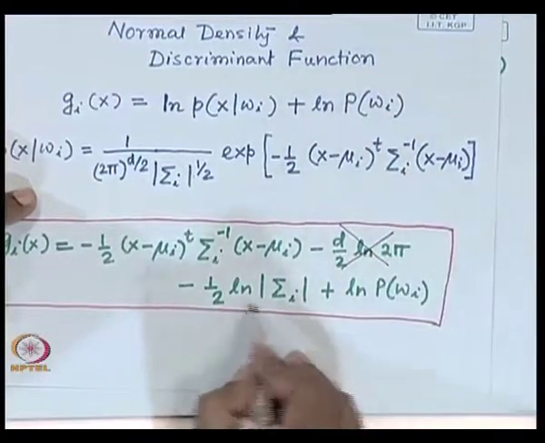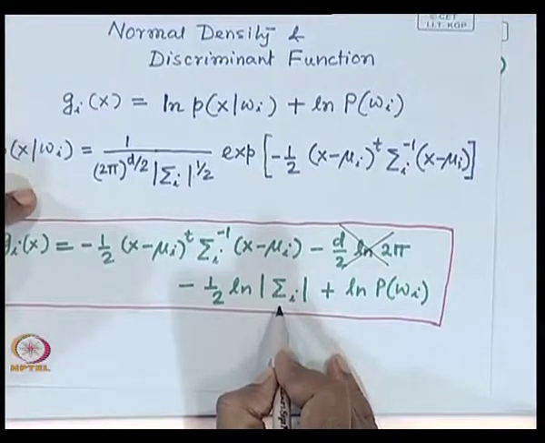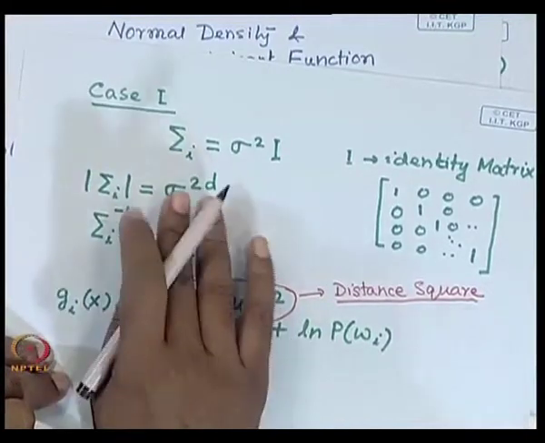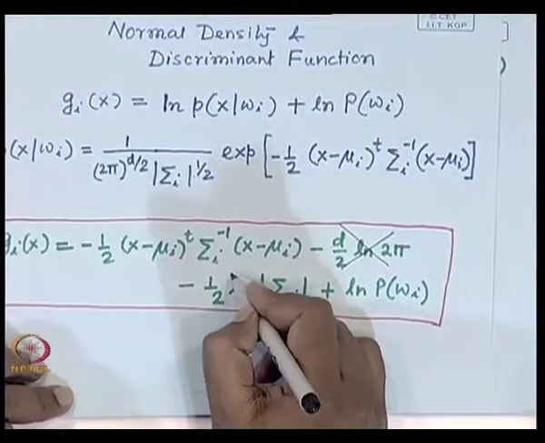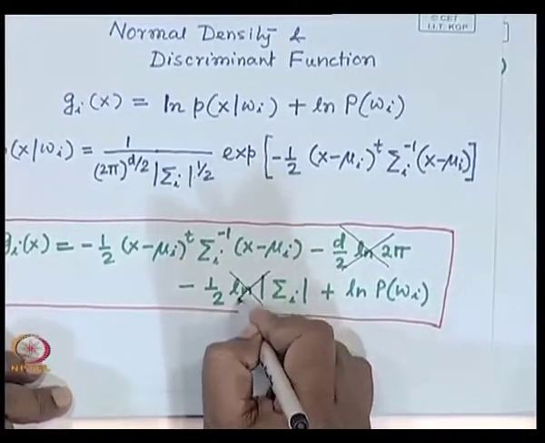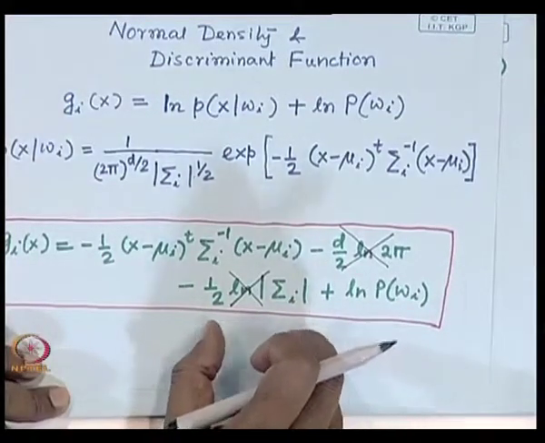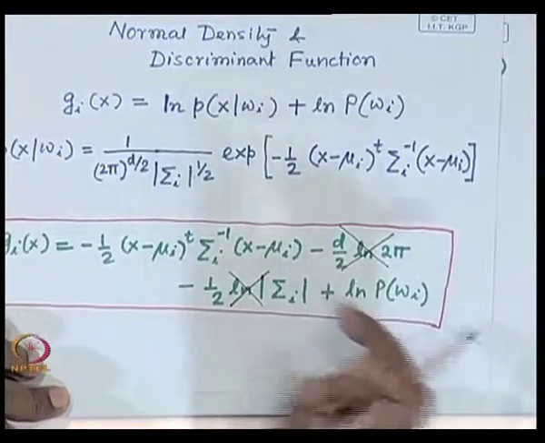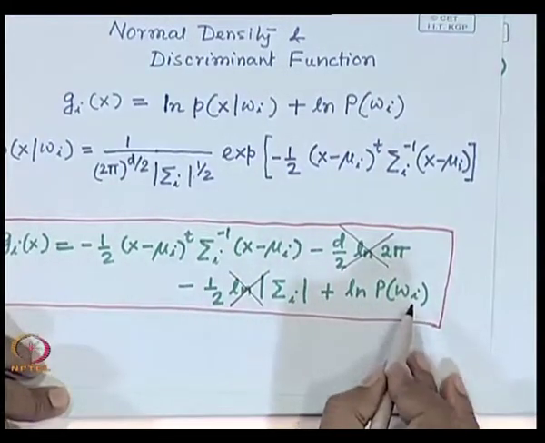Similarly, this determinant of Σ_i, that is the covariance matrix, in this particular case is nothing but σ to the power 2d, and this is also the same for all the classes. So, this also becomes irrelevant in the discriminant function, because for all the discriminant functions the same term will be present and its value will be the same. So, what will discriminate among the classes is the first term and the last term.